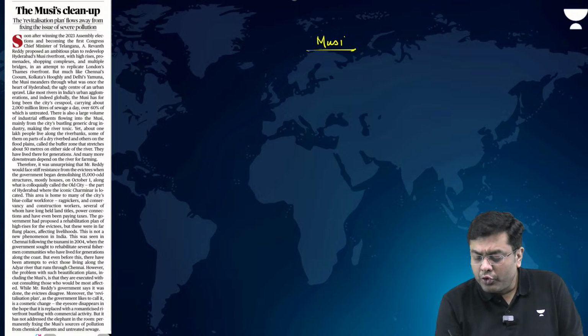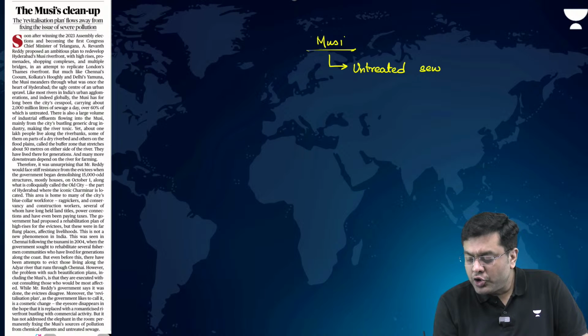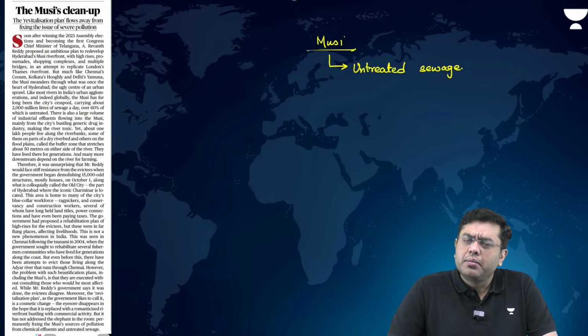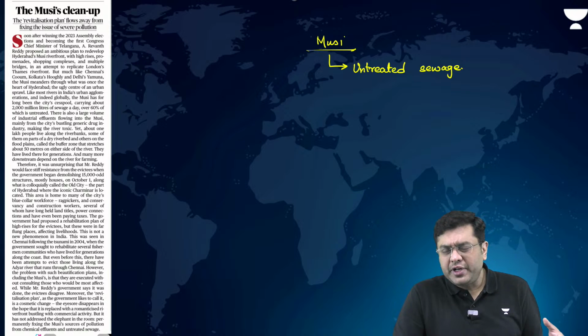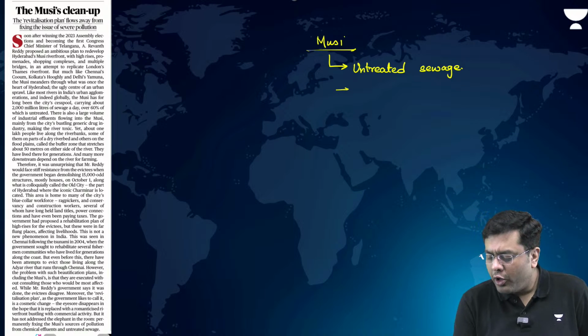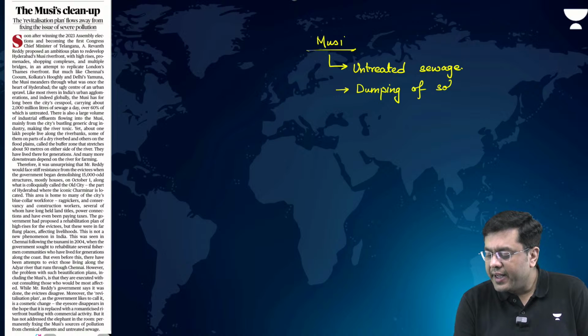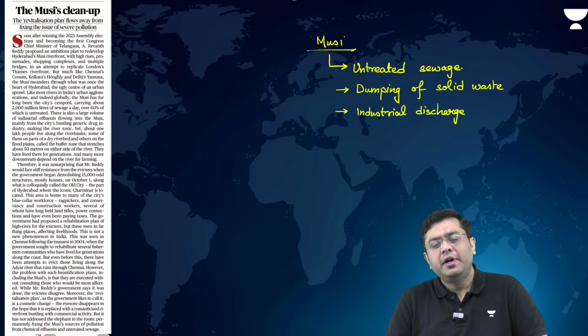Now, in the case of Musi, what are the sources of pollution? A significant source is untreated sewage. As I told you, the majority of the population living along the banks in the old city has poor economic conditions. So that is where untreated sewage and dumping of solid waste are very predominant. But along with that, you also have industrial discharge, which happens in large amounts. This industrial discharge is also quite detrimental to the river quality.